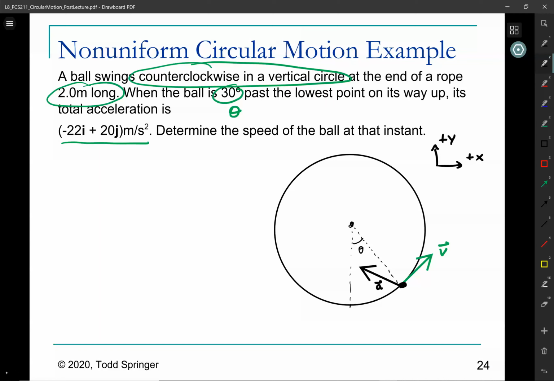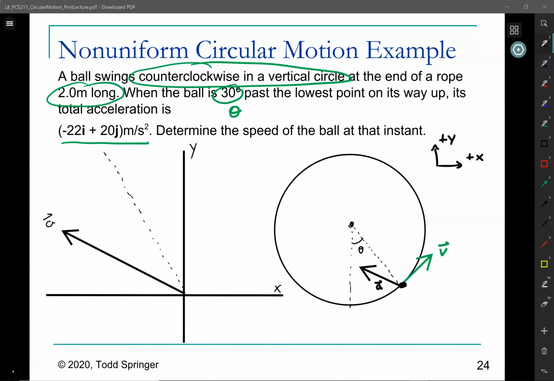Now, let me redraw this again, zooming in on that vector. So I just redrew the vector A there, just made it a little bigger to make my drawing easier to read. Now let me throw some xy axes in here. And hopefully you can see that this angle here is the same angle, that's theta. What we have in the information given in the problem is the x and y components of the acceleration. So I've got a_x here and a_y here.